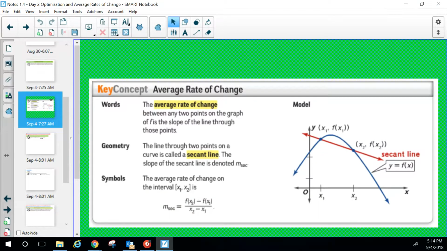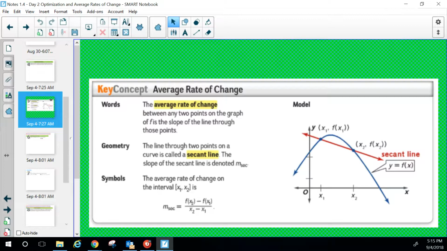All right, here's 1.4 day 2. In this video, I'm talking about average rate of change. So we talked about in Algebra 1, if it was a straight solid line, your average rate of change would also be called your slope. But in Algebra 2 and beyond, we've got more than just a line.